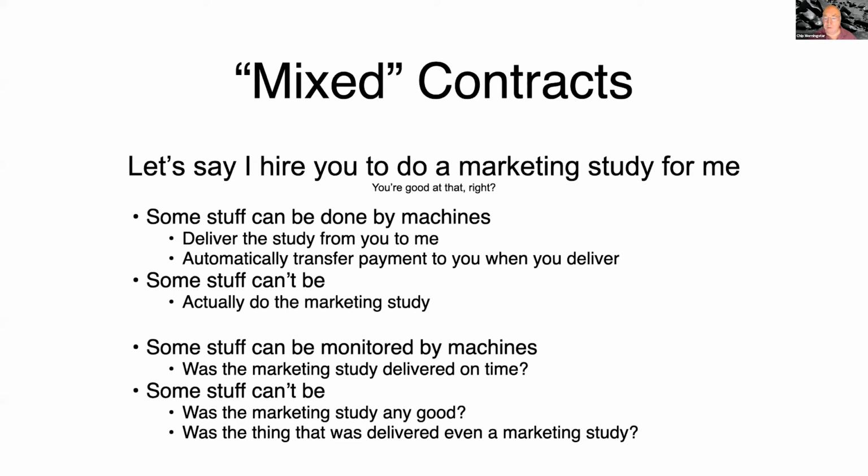We observe that some of the stuff can be done by machines, like actually conveying the work product from the producer to the consumer, dealing with payment. Some of this can be automated, so we can arrange to have the payment automatically transferred in exchange for the delivery of the goods. And some of the stuff can't be done by machines, like, for example, actually doing this marketing study.